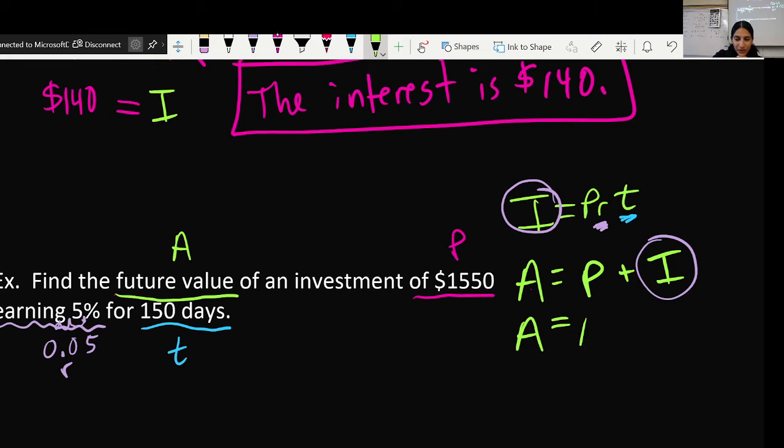That would be like the 1550, right? Sorry, I'm using the wrong color. How could I do that? 1550, so that would be this part, plus I. The colors are stressing me out, plus I. Okay, so then we want to figure out what this is.